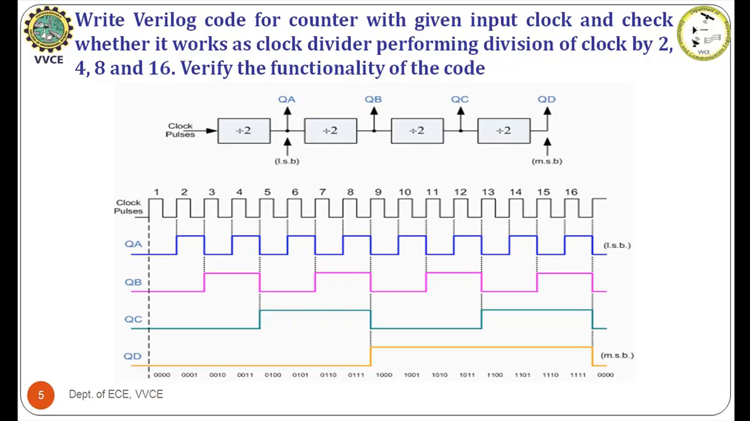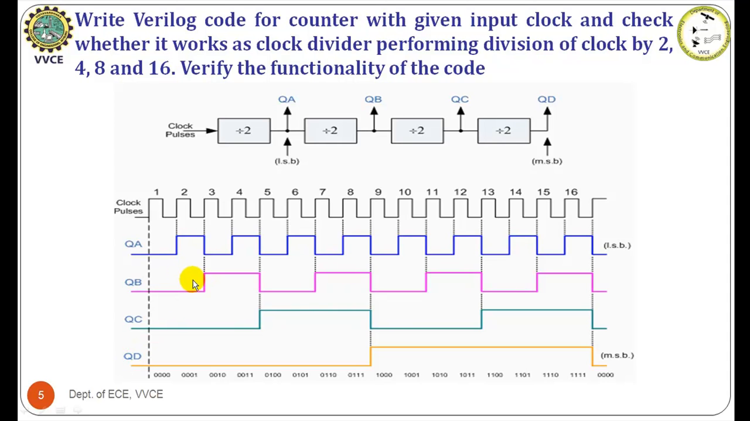So here, this block diagram, this figure shows the waveform configuration for the 4-bit binary counter, wherein we have divide by 2, divide by 4, divide by 8 and divide by 16 of the total clock pulses. So the clock pulses are here. We have 16 clock pulses, that is from 1 to 16, and QA is the output of the first flip-flop, QB is the output of the second flip-flop, QC is the output of the third, and similarly QD is the output of the fourth flip-flop.